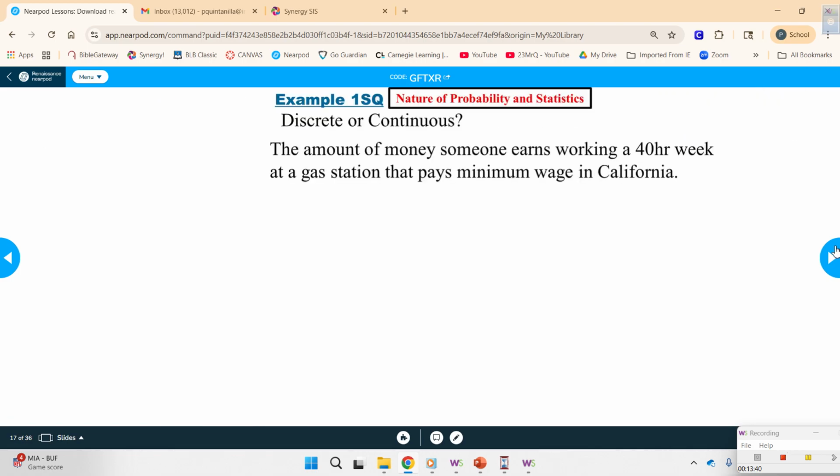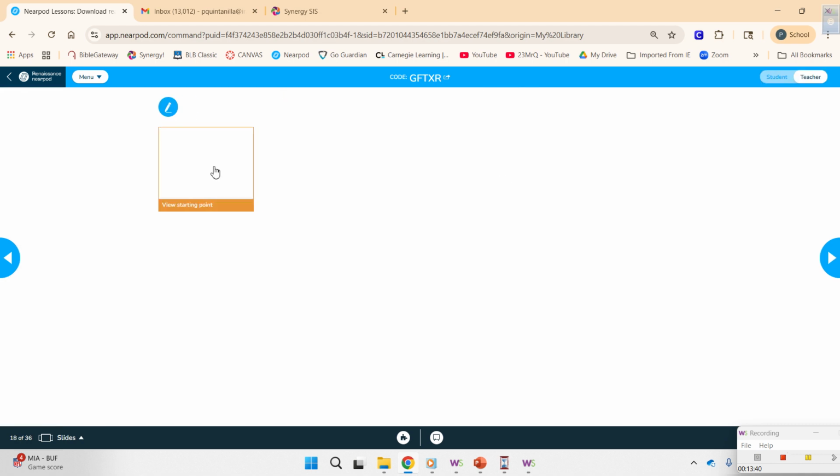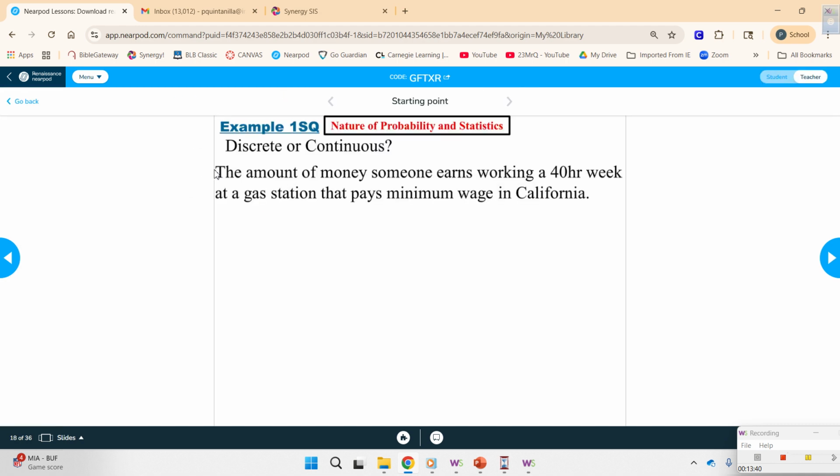Example 1, Super Q. The amount of money someone earns working 40 hours a week at a gas station that pays minimum wage in California. Tell your neighbor what that is. Discrete or continuous? Write it on the screen.